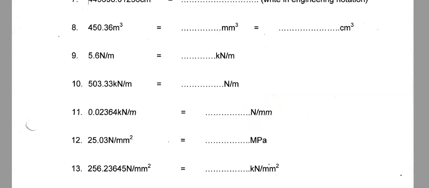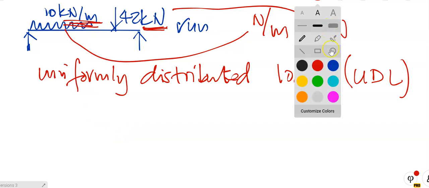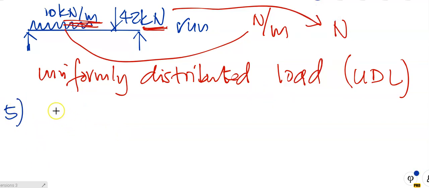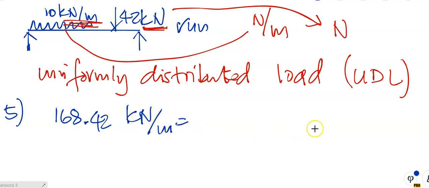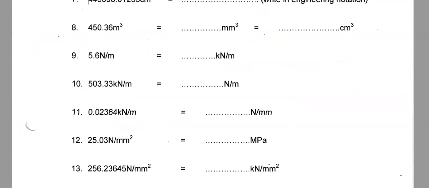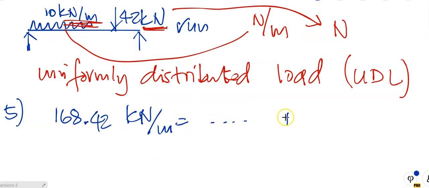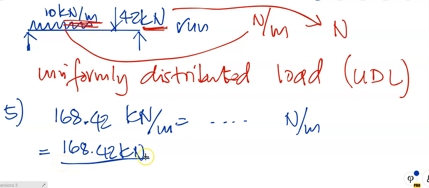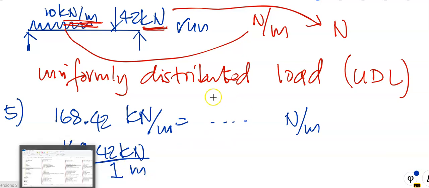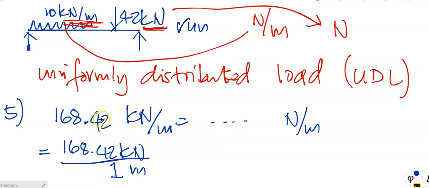Now, I'm going to do some examples quickly. Let's call this number 5. We must convert, say, 168.42 kilonewtons per meter to newtons per meter. I'm doing an example like number 11 there. Now this here, I can write the same as 168.42 kilonewtons, and that line is the same as divided by meter, with a 1 in front of the meter. We don't write it like that. We write it as 168.42 kilonewtons per meter.